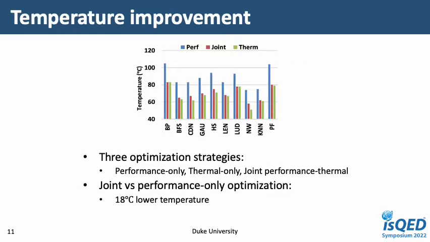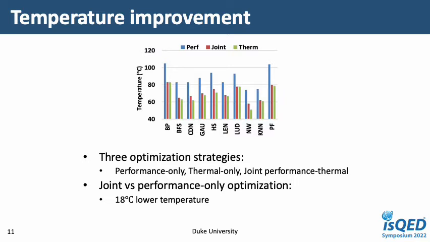And in this slide, we show the other side of our optimization, which is the temperature improvement. Again, we consider the same three strategies, and here we see the opposite trend. The performance optimized case has the worst temperature. Essentially we have optimized our architecture for performance so much that it doesn't care about temperature, and the temperature is quite high. But for the thermal optimized case, the temperature is the lowest, whereas for the jointly optimized case, it's almost as good as the thermal optimized case.